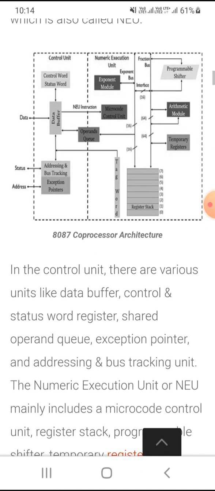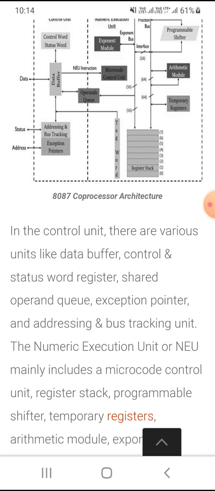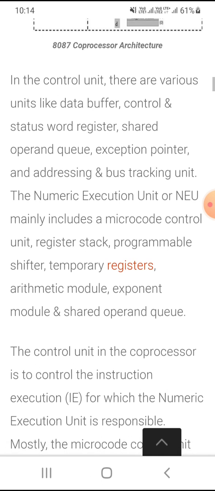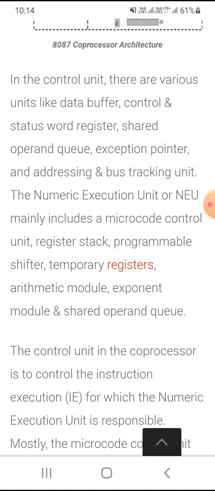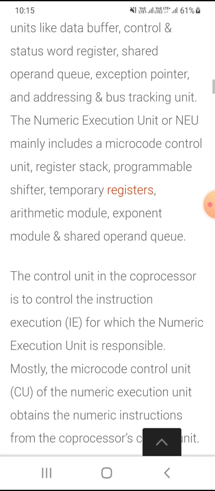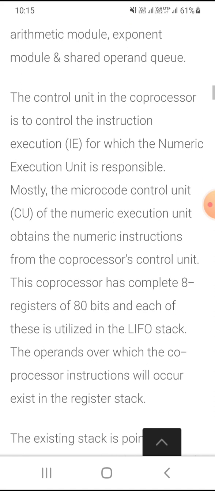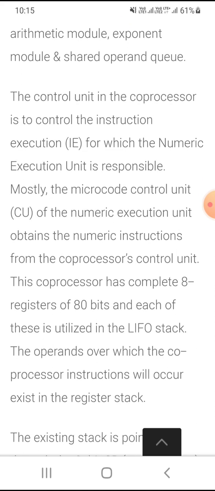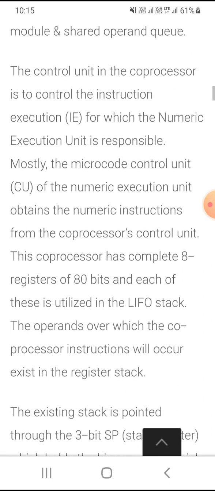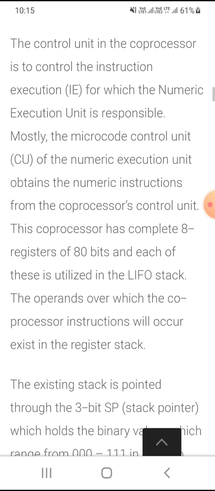In the control unit there are various units like data buffer, control and status word register, shared operand queue, exception pointer and addressing and bus tracking unit. The numeric execution unit mainly includes the microcode unit, control unit, register stack, programmable shifter, temporary register, arithmetic module, exponent module and shared operand queue. The control unit in the coprocessor controls the instruction execution, for which the numeric execution unit is responsible, mostly the microcode control unit. The numeric execution unit executes the numeric instructions from the coprocessor control unit.